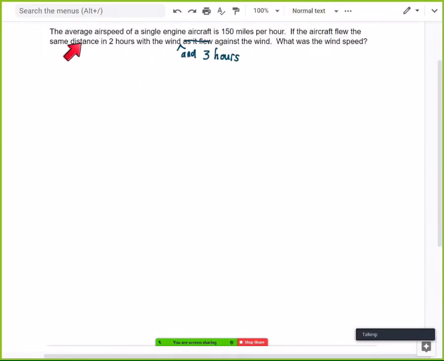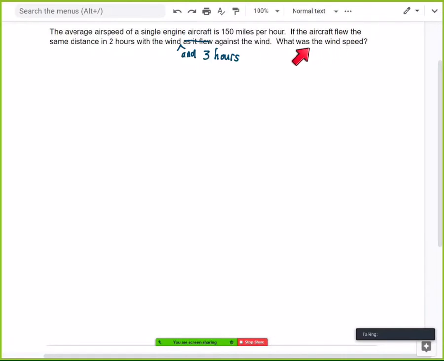It says the average airspeed of a single-engine aircraft is 150 miles per hour. If the aircraft flew the same distance in 2 hours with the wind and 3 hours against the wind, what was the wind speed? Sorry, I tried to type this and I typed it wrong, so I just tried to fix it real quick on the fly here. So basically what we're doing is we're traveling a certain distance, and it takes us 2 hours when the wind is at our back, and it takes us 3 hours when the wind is at our front. So it's asking what the wind speed is.